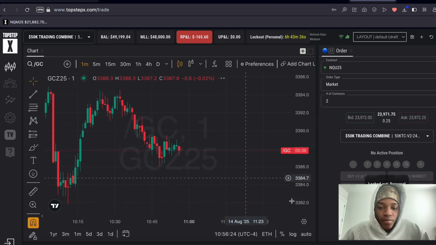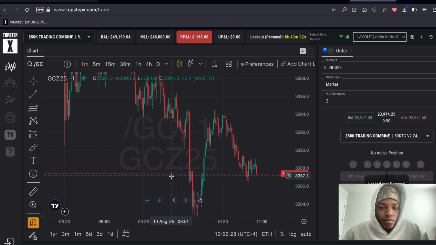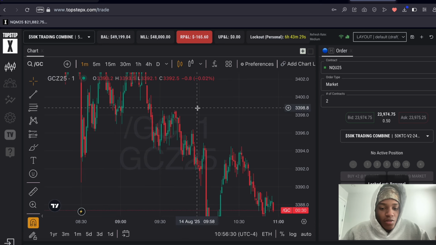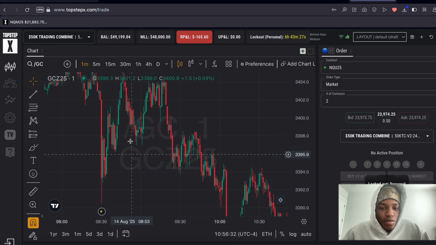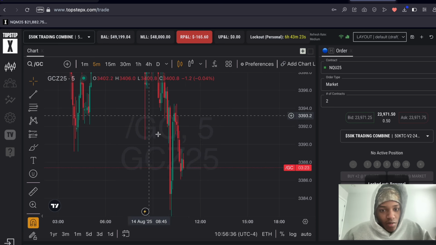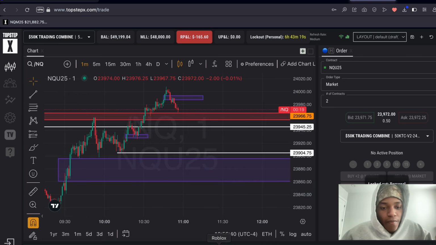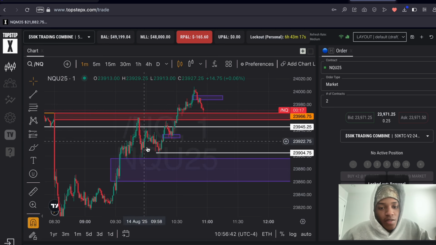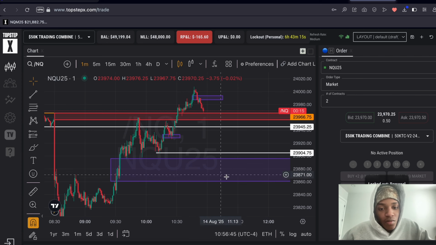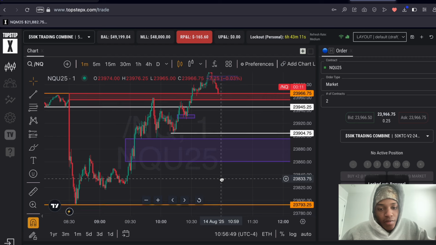Let's see how GC was moving, just to see if I avoided it. Yeah, I'm glad I didn't trade gold today because this is horrible. So I guess we're gonna be staying on NQ for a little bit till gold straightens itself out. This price action is definitely cleaner than gold. I could have got a good entry sooner before, but it is what it is.